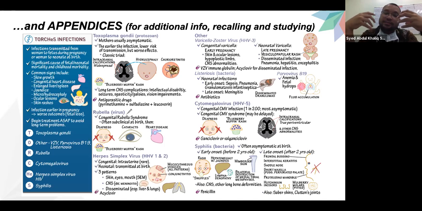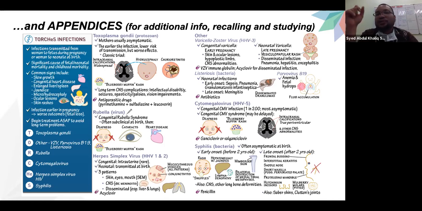So if the baby has IgM, it is most likely a new infection. IgM shows a new infection, current infection, recent infection. Whereas IgG is an old infection. IgM is new, recent, current infection. So you test for toxoplasma, you can send toxo IgM, rubella IgM, CMV IgM, HSV IgM, and so on and so forth.